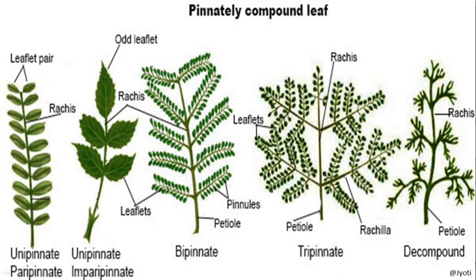Then come to decompound. So here you can see when it is branched more than two or three times. So here you can see the rachis is divided more than thrice. Okay, so such type of leaf which is seen in case of coriander is called decompound leaf.